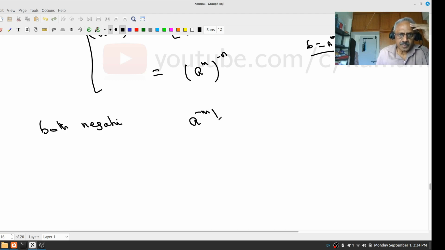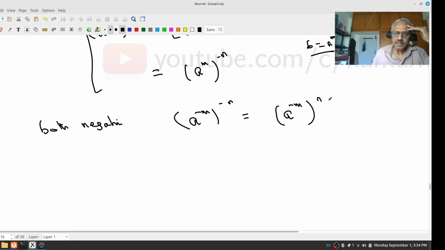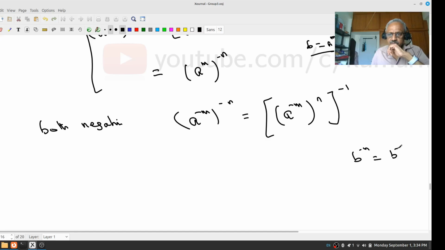A to the power minus m to the power minus n. This by definition is a to the power minus m to the power n and this to the power inverse. You understand that? B to the power minus n is b to the power minus 1 to the power n. Whatever I wanted to use earlier, that's all. Okay? Very good. Then this one, I want to know what it is.